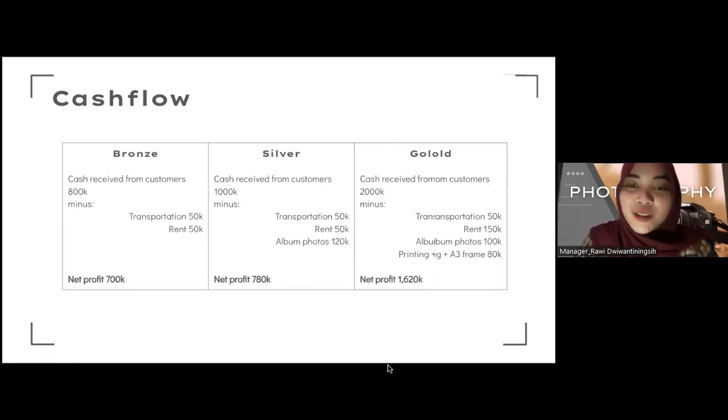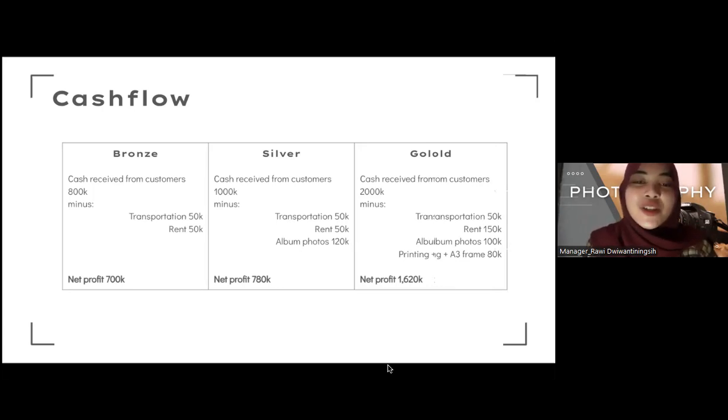Okay, for the cash flow, there are three packages that we provide, namely bronze, silver, and gold. Okay, so bronze is 800,000 rupiah, silver is 1 million rupiah, and finally gold is 2 million rupiah. Of course, this price is not net income. So therefore, we create this cash flow so that we can understand how much net profit we get.